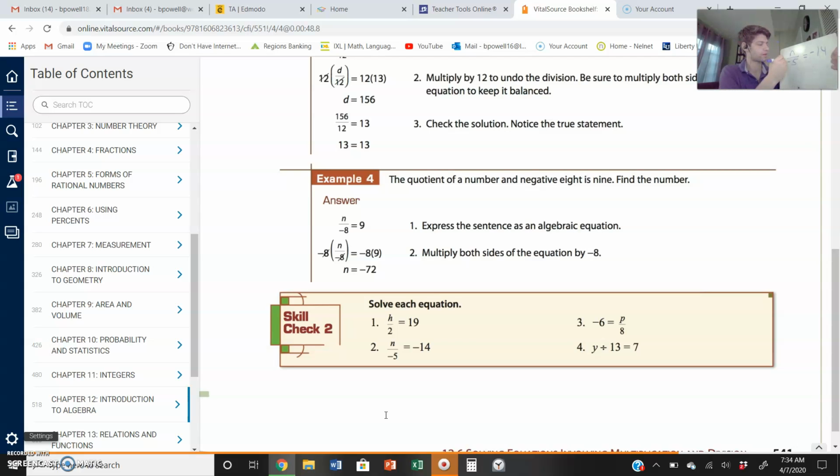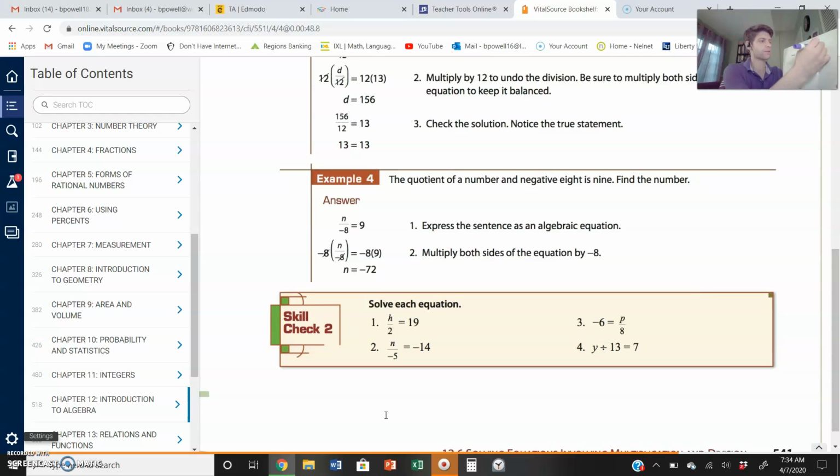Here we have division, so we've got to multiply. Don't forget the negative. Negative times a negative is a positive, so n equals positive 14 times 5, which is 70. n equals 70. I'd like you to try and go ahead of me if you can. I'm just doing this so that you can check your work.